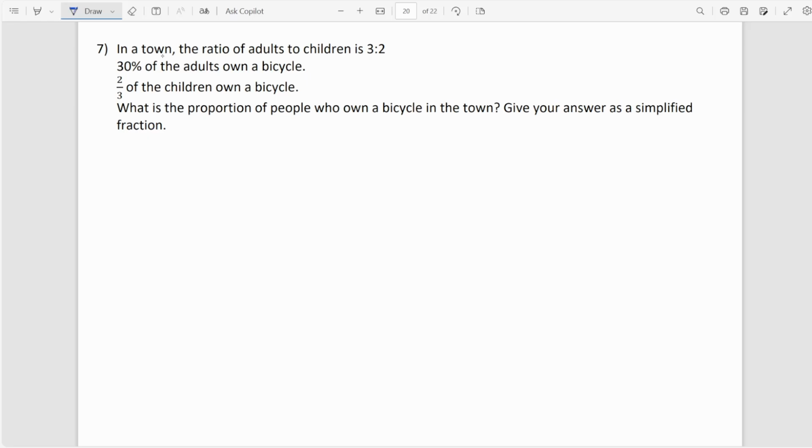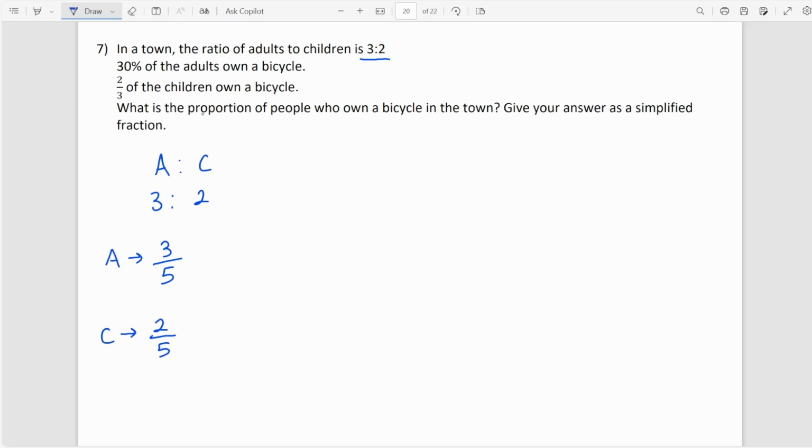All right. In a town, the ratio of adults to children is 3 to 2. 30% of the adults own a bicycle, and 2/3 of the children own a bicycle. What is the proportion of people who own a bicycle in the town? Give your answer as a simplified fraction. Okay, so adults to children, we have the ratio 3 to 2. So for adults, we have 3/5 as a fraction, and for children, it's 2/5.